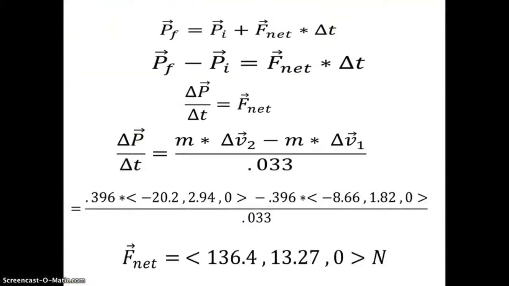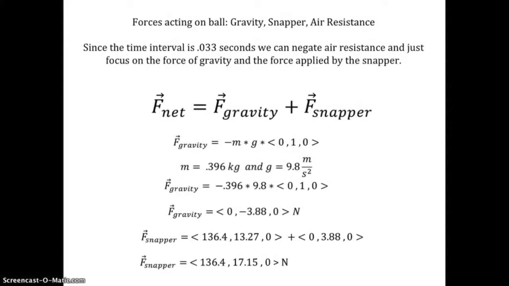To find the force applied by the snapper on the ball took a little more time. To find this value, I used the momentum principle that states the final momentum is equal to the initial momentum plus F net times delta t. This can be simplified to show that the change in momentum over the change in time is equal to F net. To find the change in momentum, I found the velocity when the snapper was no longer in contact with the ball and when the snapper was in contact with the ball. I then subtracted these values from one another and multiplied this value by the mass of the football. This gave me a net force vector of negative 136.4, 13.27, 0 newtons.